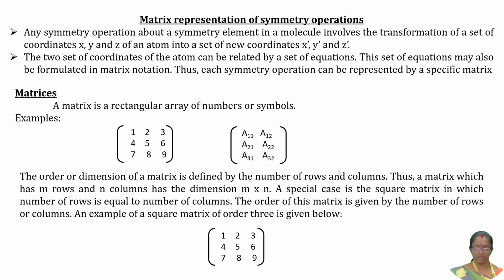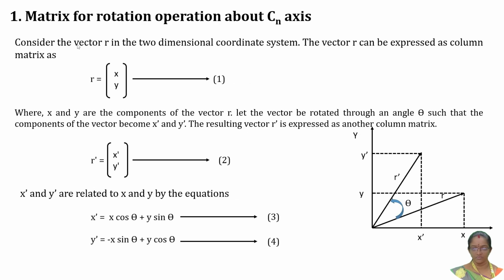First, we will see the matrix for rotation operation about the Cn axis. Consider the vector R in a two-dimensional coordinate system, which will have x and y coordinates. Here we have taken the vector R. We are rotating this by an angle theta and the vector R is transformed into vector R dash. Now the Cartesian coordinate x is transformed into x dash, y is transformed into y dash.